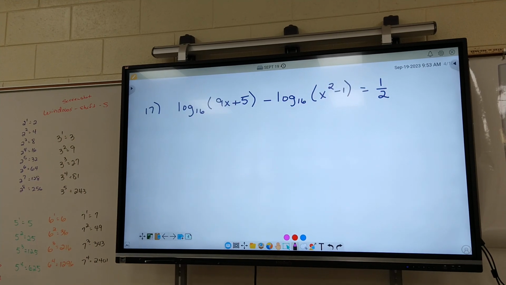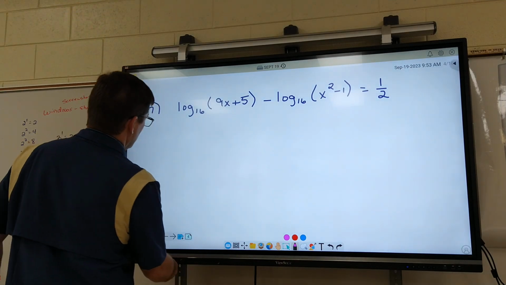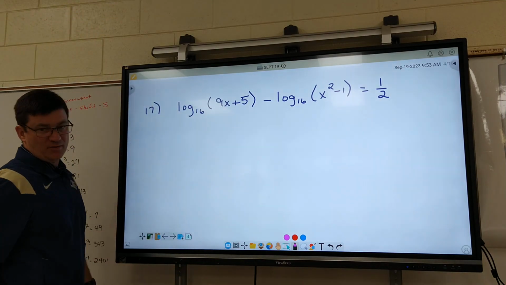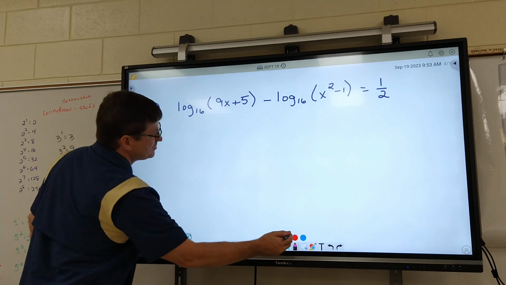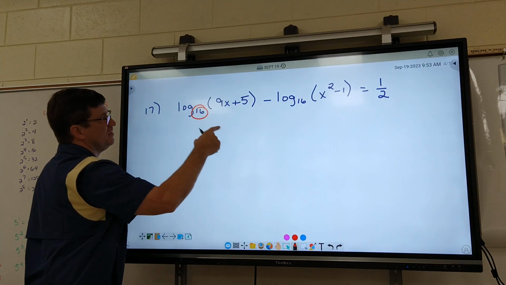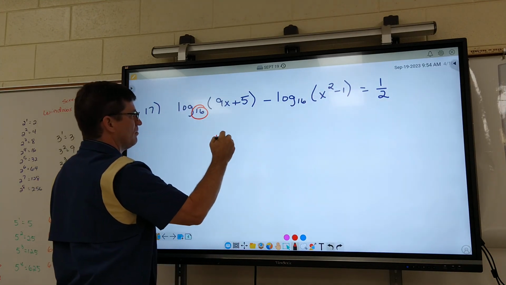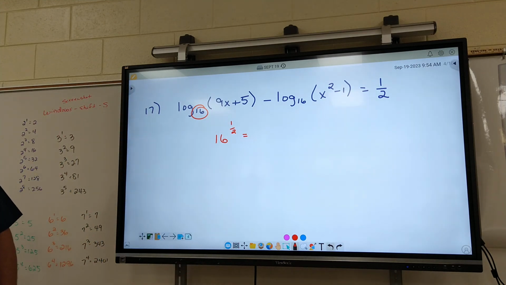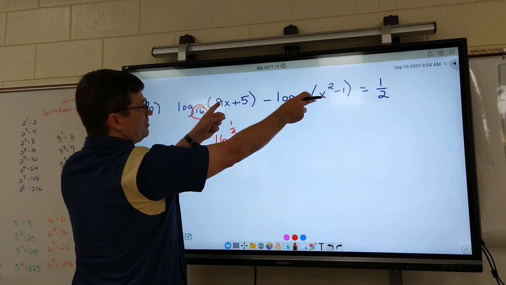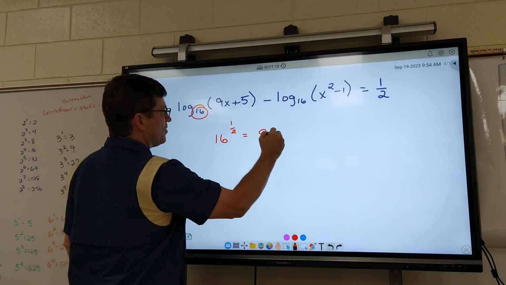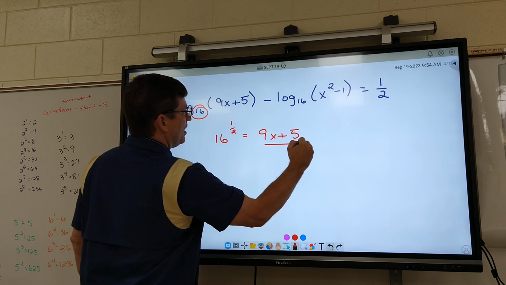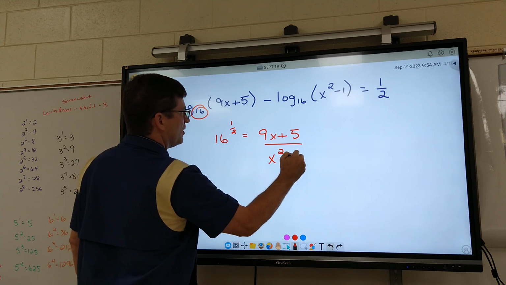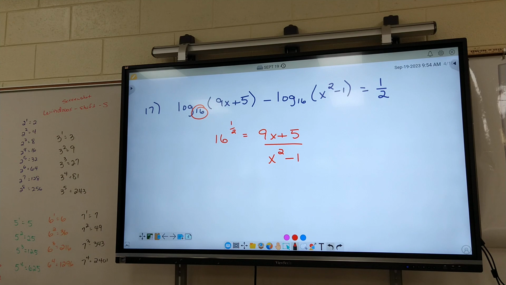Now, I have a log base 16, so I can't cross my logs out on this one. I've got to use it. So when you use it, you'll do 16 to the 1/2 power equals. These two right here have a minus sign in between, so I have to divide: 9x plus 5 over x squared minus 1. It's the same problem we just did.